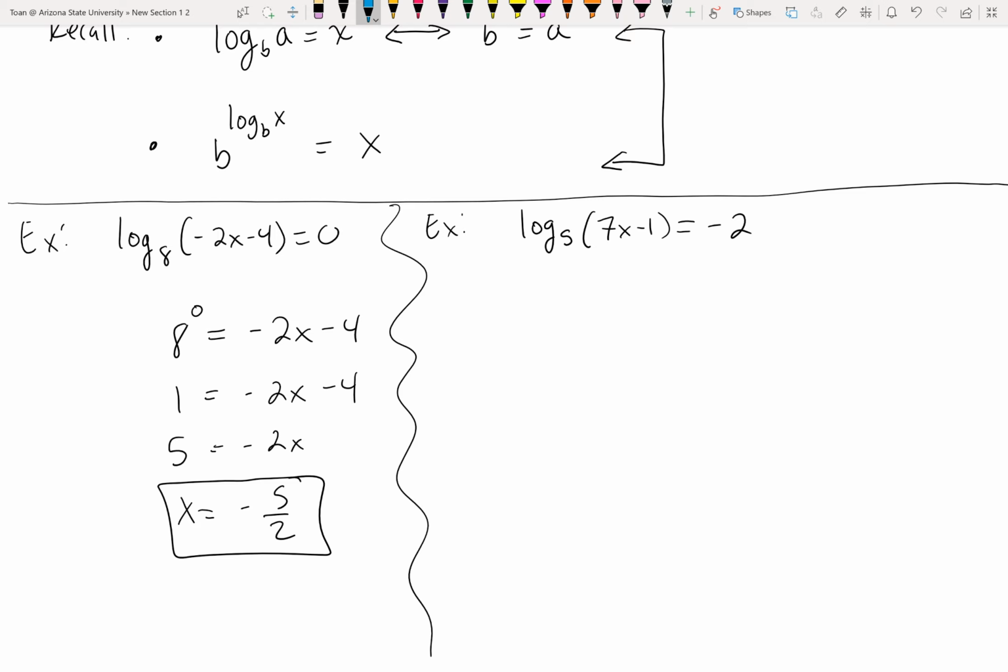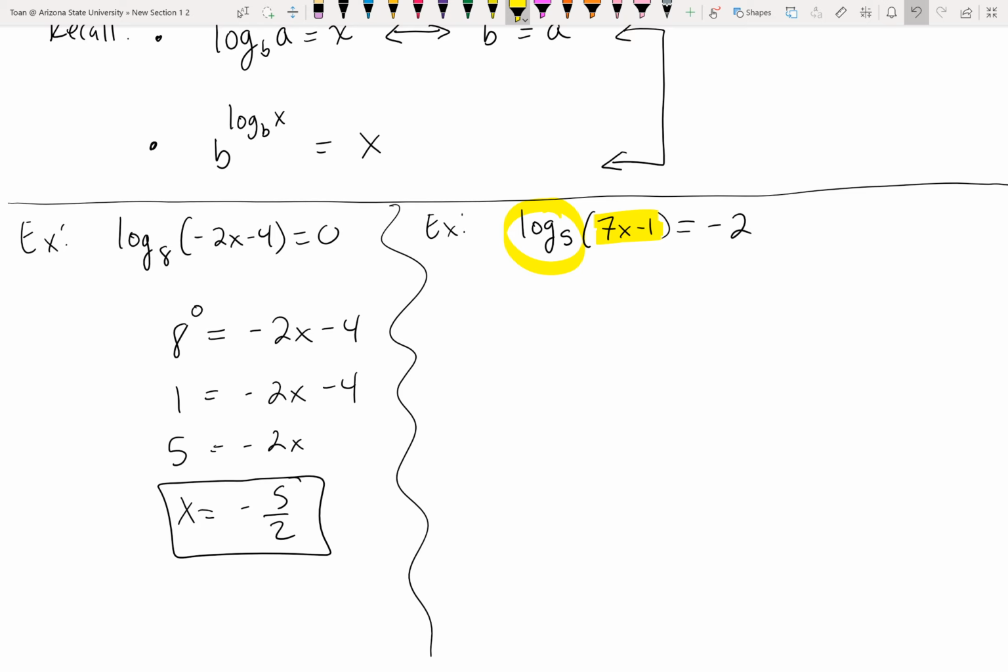So here's the logic. Okay, Algebra 101, solving for x. You need to isolate it. Here's our x here. But x is trapped inside of this parentheses. This parentheses so happens to be an argument of this log.